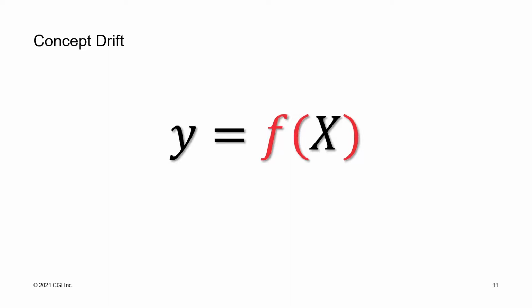Coming back to the spam detection algorithm, concept drift may look like a situation where an email was originally not marked as spam, but later an email with the same features was marked as spam. The concept of what makes a spam email has changed.